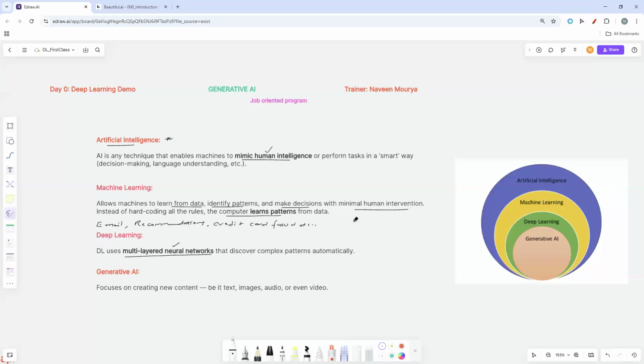And then generative AI, this particular field, which has been a buzzword for a couple of months, for 2 years or something like that. Everybody is talking about generative AI. By the name itself, generative, it means that it will focus on creating new content, whether it may be text, images, audio, video, code, or whatever it may be.